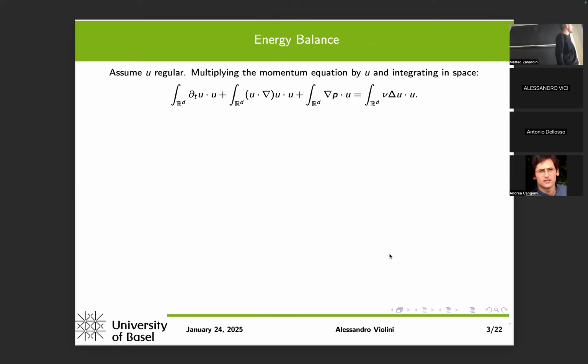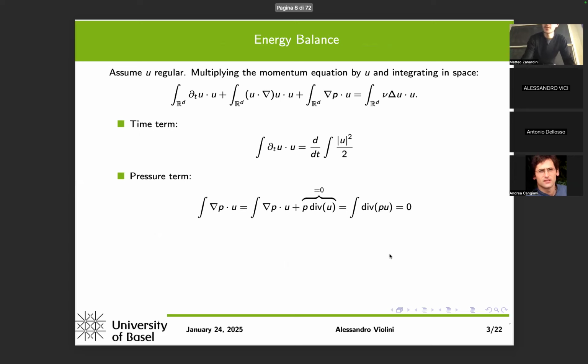And then you have to go term by term. For the first term, you just use the inverse of the product rule. So the time term just becomes this one, the derivative of the energy. The pressure term is quite tricky because you start from this, which is the third term there. You add this part, which is 0, because the divergence of u is 0. And then you can use the inverse of the chain rule here to write this sum as this. And then the integral of a divergence is always 0.